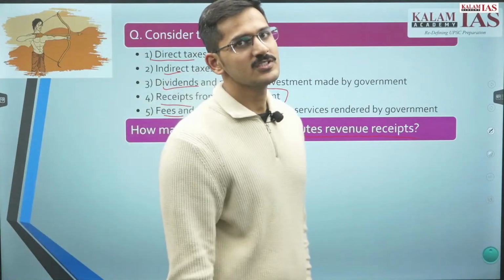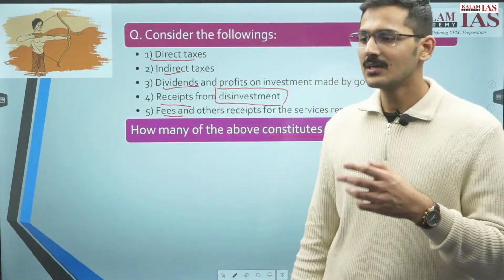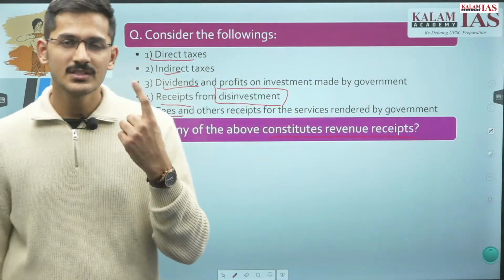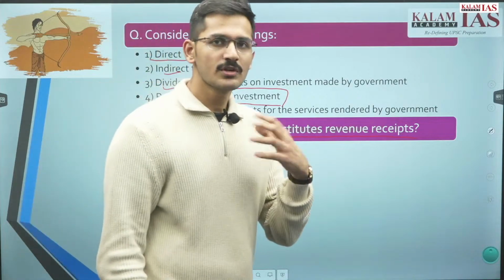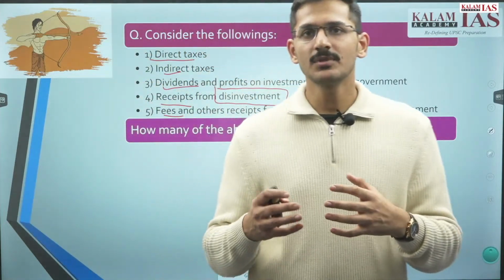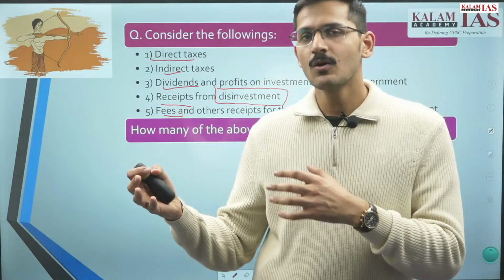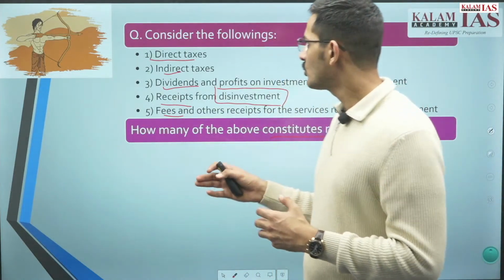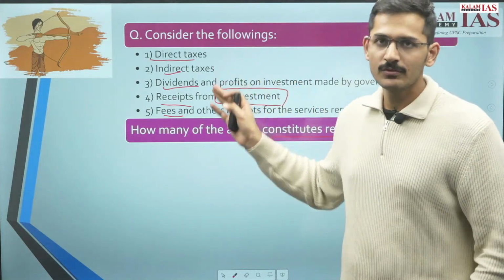Now, if you know the definition, revenue receipts are basically the income of the Government of India. There are two types of receipts for the Government of India. One is revenue receipts, the other is capital receipts. So revenue receipt is the income. Capital receipt is something you get either by selling something or by borrowing something from the market. So are we selling or borrowing in any of the following points?